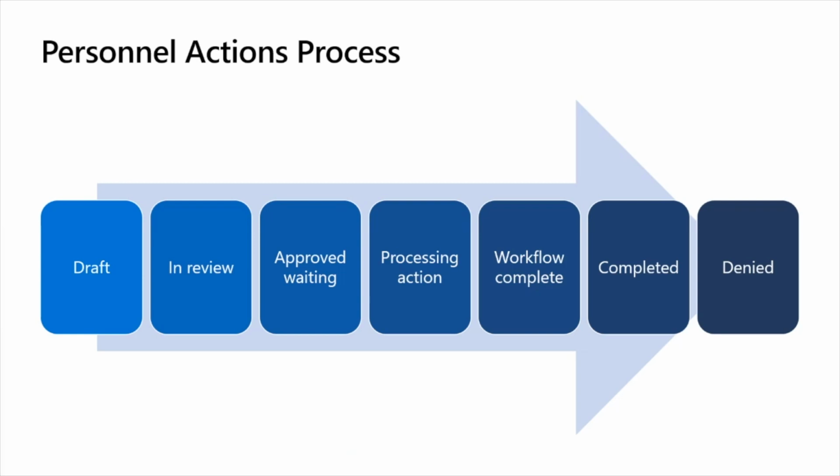A problem can occur when the information is out of date, and there can be errors. So you could go to the personnel actions message log to determine the cause of the error and fix the issues. And then denied would mean the action request was denied by the approver.